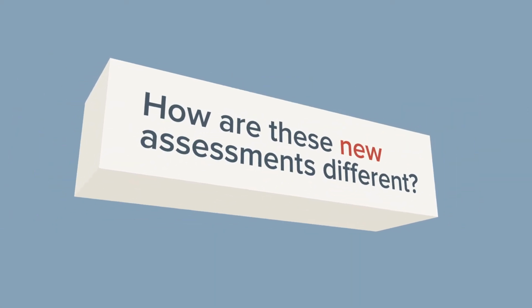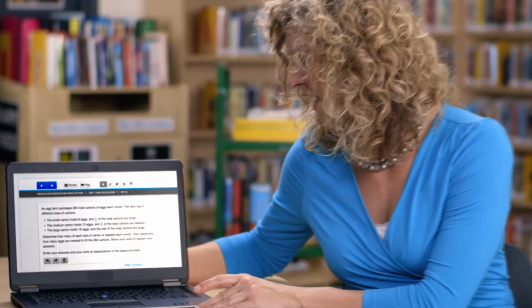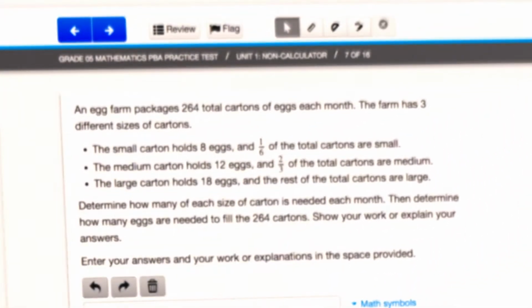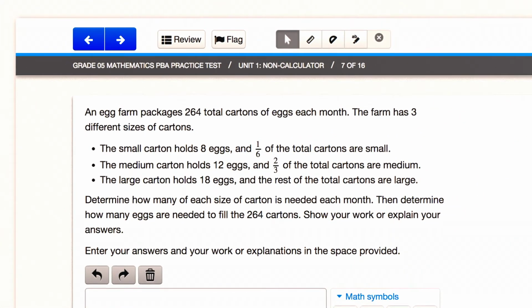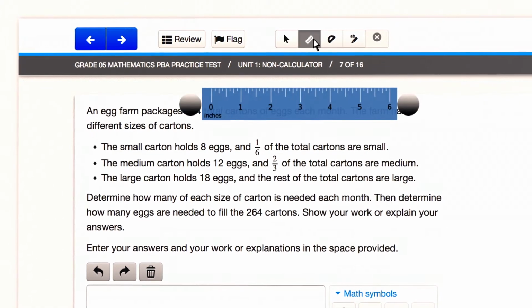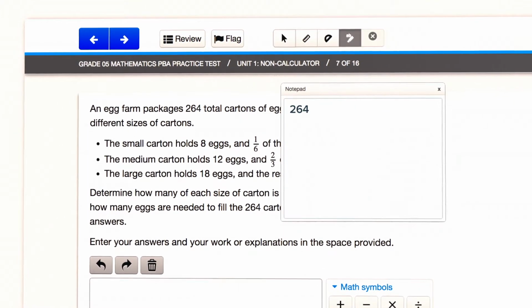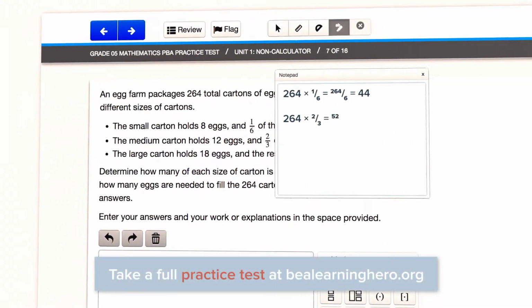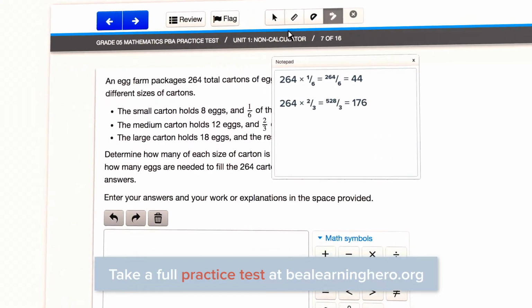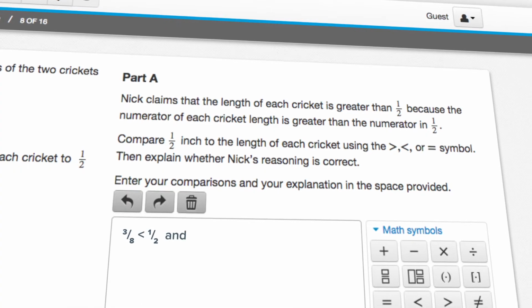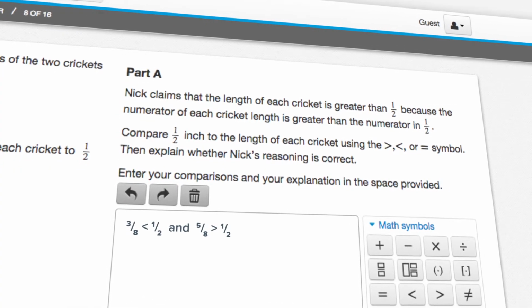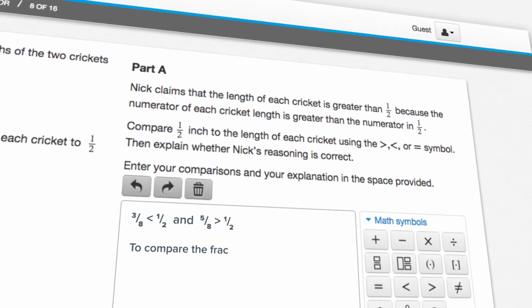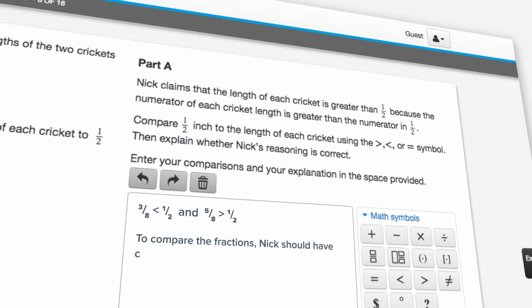The easiest way to really see the differences in the assessments is to take a look at them online. We are going to take a look at the 5th grade math assessment from PARCC. Students will have lots of tools available like a ruler, a calculator, or a notepad, which allows them to keep track of their thinking and their reasoning so they can explain it in the answer. Here, in order to demonstrate an understanding of fractions, the student must create his own comparison and explain why certain reasoning is incorrect.